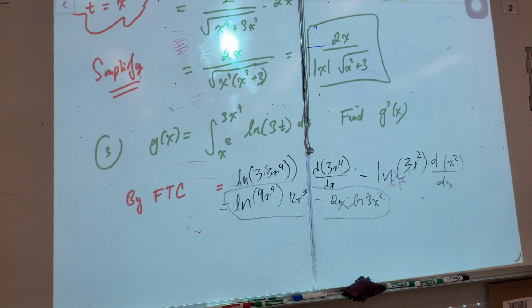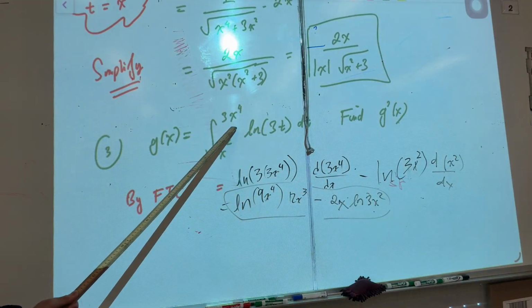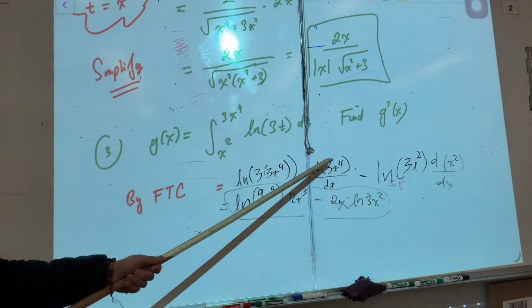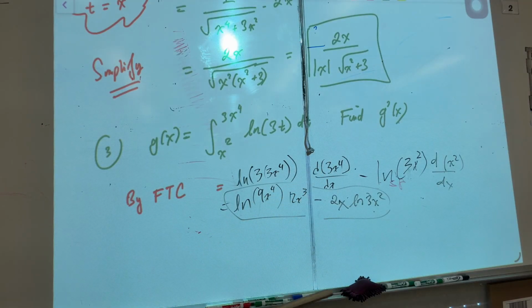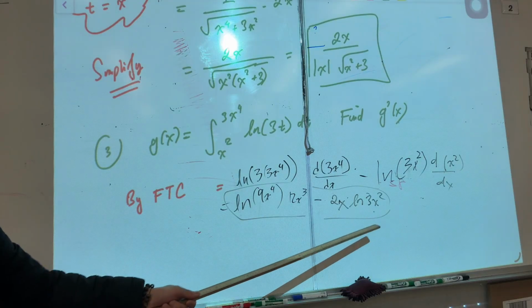Do you need to do the d over whatever? Do you have to show it, or can you skip it? This one? Yeah, if you know the derivative of this, then you can just get it directly. You don't need to. Minus 2x ln 3x squared.